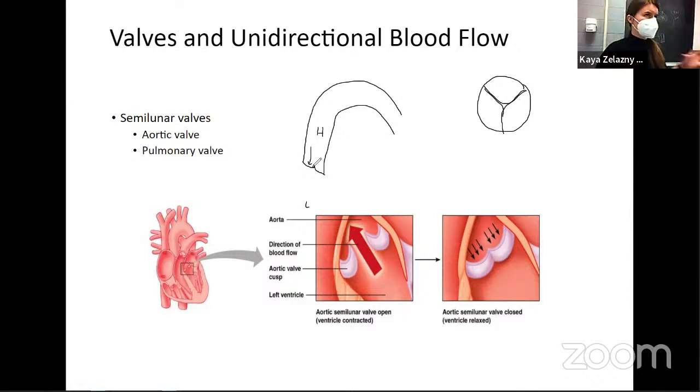Same thing happening with our pulmonary arteries in the lungs. The difference here is that we don't have those chordae tendineae. So if you were to physically look at these valves, they look different. The shape is different.